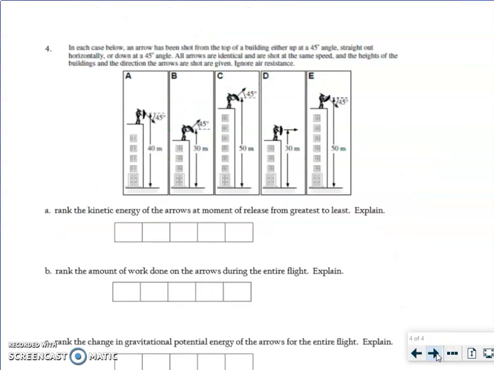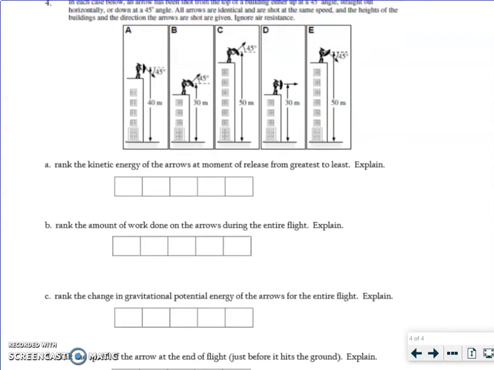Okay, so this last problem. We're firing an arrow at various angles off of various height buildings at the same speed. The kinetic energy only depends on the mass and the square of the velocity. You're told the velocities are all the same, so they all have the same kinetic energy, regardless of which way you fire it. That's important.